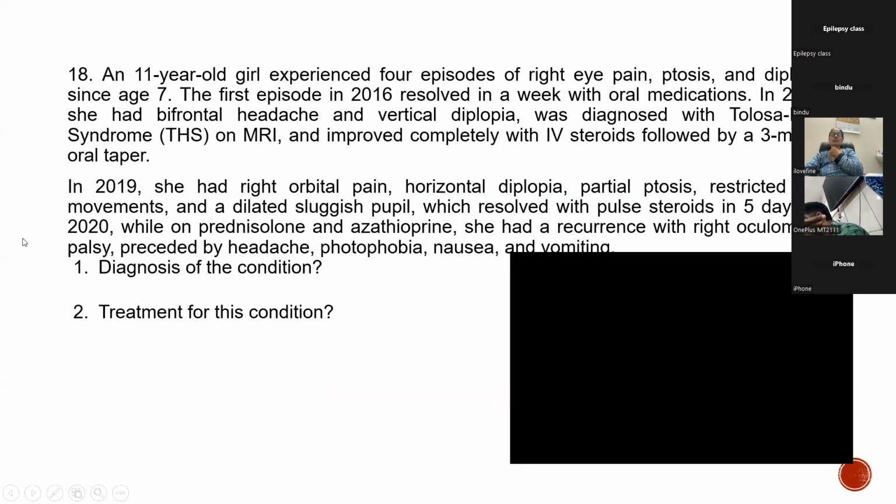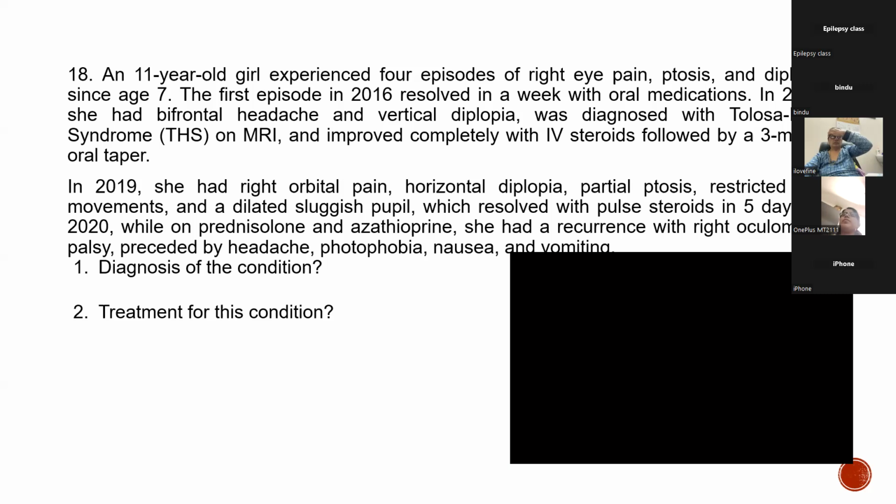Question number 18 is taken from the case report published in Sri Chitra. It is an 11-year-old girl who experienced 4 episodes of right eye pain, ptosis and diplopia since the age of 7. The first episode occurred in 2016 and resolved within a week with oral medications. The detail was not available. The second episode was in 2017. She had bifrontal headache and vertical diplopia and was diagnosed with Tolosa-Hunt syndrome outside.